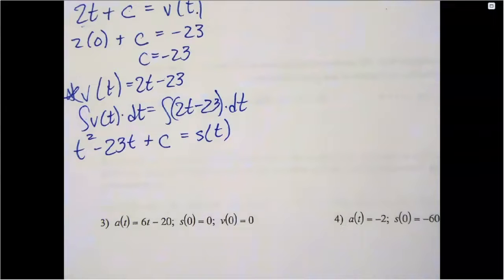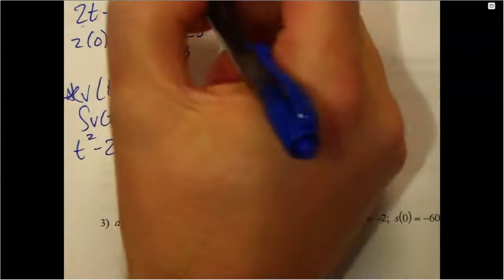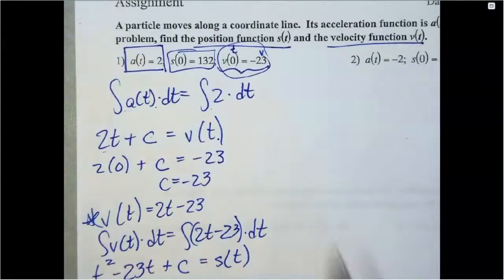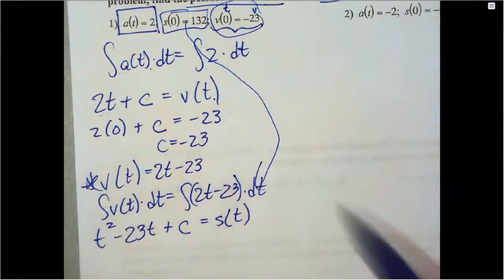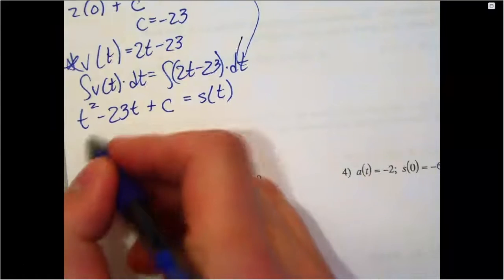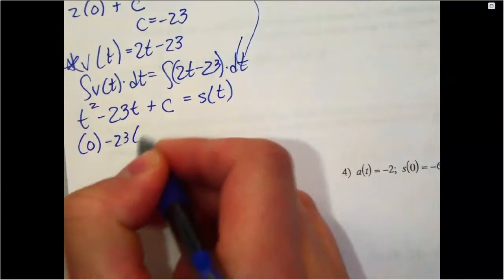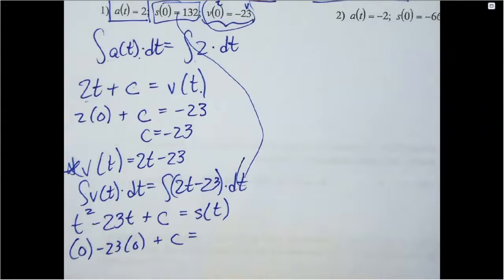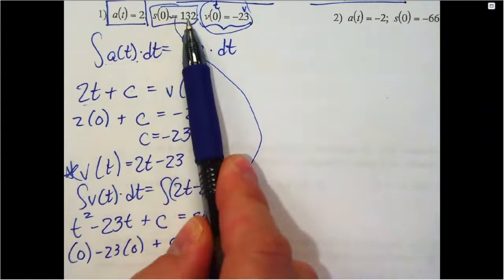With me? Yes. So now I'm using this pair of numbers. When t is 0, most of the time they make it 0. It's a fairly easy calculation. When t is 0, S is 132.